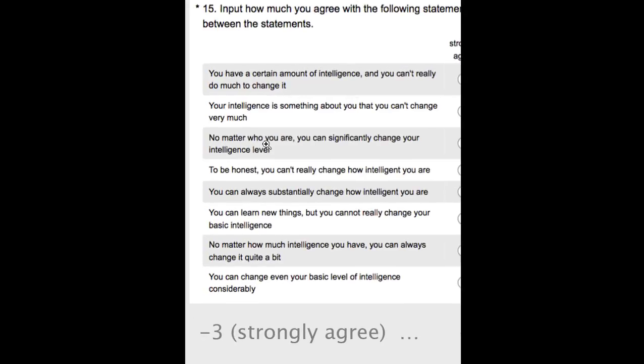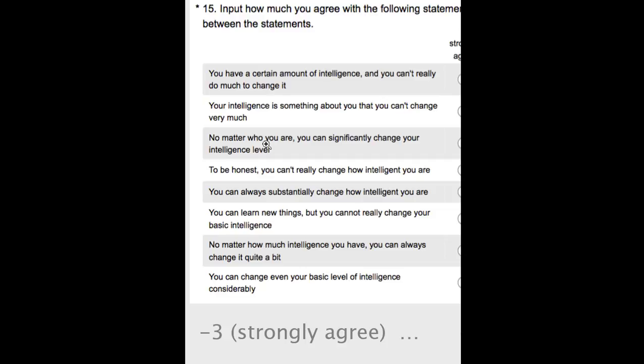These kinds of statements: you have a certain amount of intelligence and you can't really do much to change it. That will be the first one. Or your intelligence is something about you that you can't change very much. To be honest, you can't really change how intelligent you are. All these items are rephrasing the same thing, that intelligence is something that you are sort of born with, and you can't do anything about it.